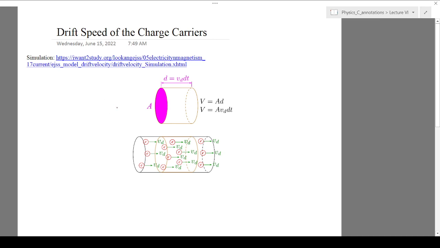If you have a positive potential here and a negative potential here, that means the electrons move from a lower potential to a higher potential. In this sense, these electrons are going to slowly drift in that direction, from left to right. And this net velocity of all these electrons moving is what we call the drift velocity.